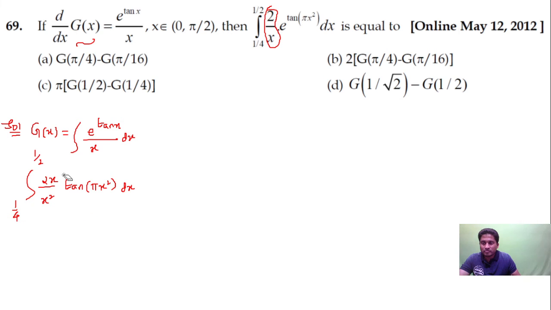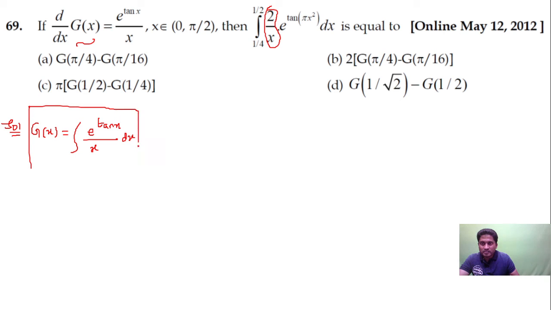So this is equal to, see, let me do it like this. I'll bring it to the same form. Let me write the question first. This is g of x, that's given in the question. Now follow carefully. I will write this as the integration of 2 by x, lower limit 1 upon 4, upper limit 1 upon 2, and then e to the power of tan of pi x square, isn't it?